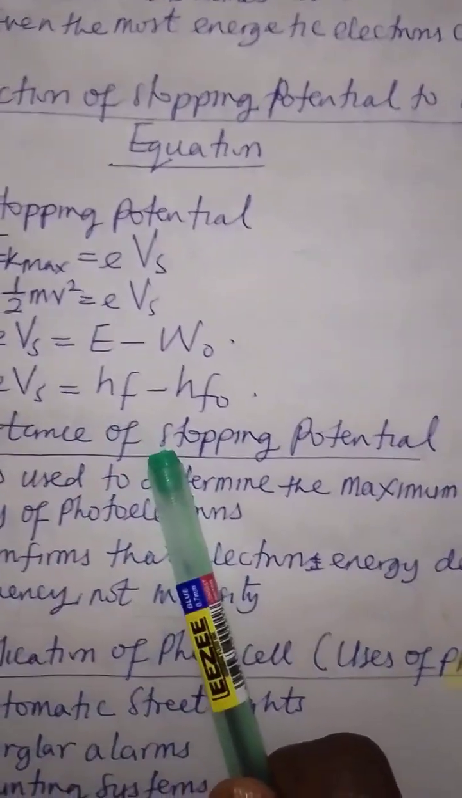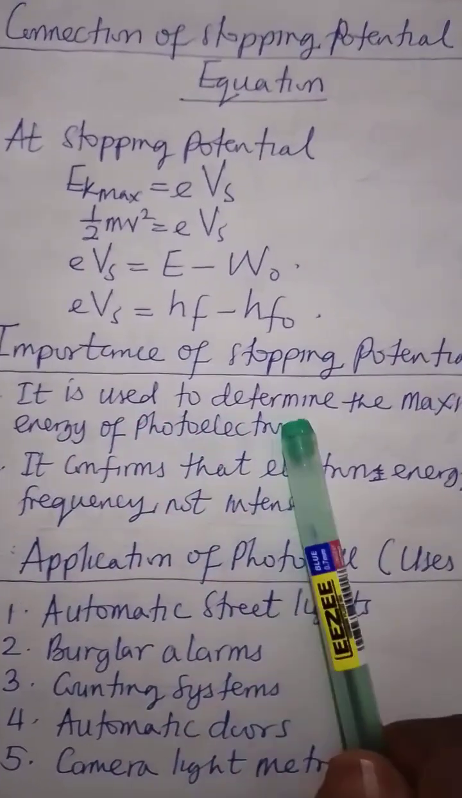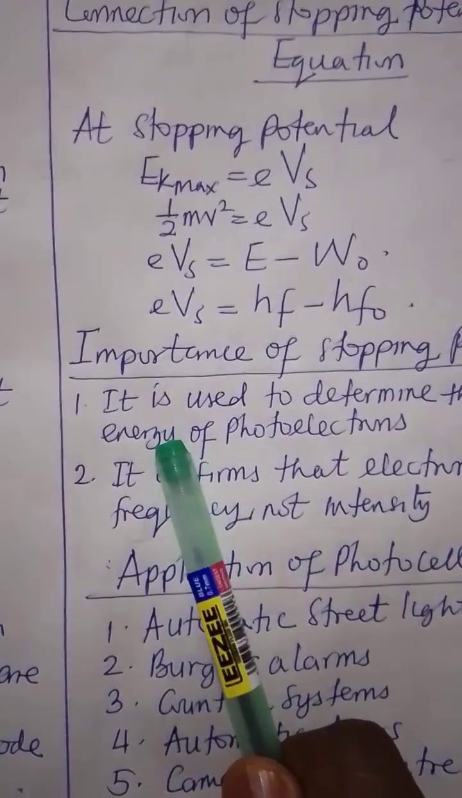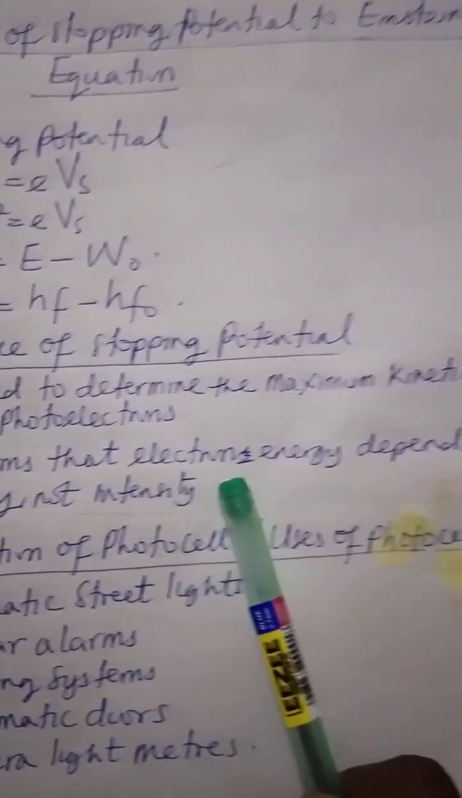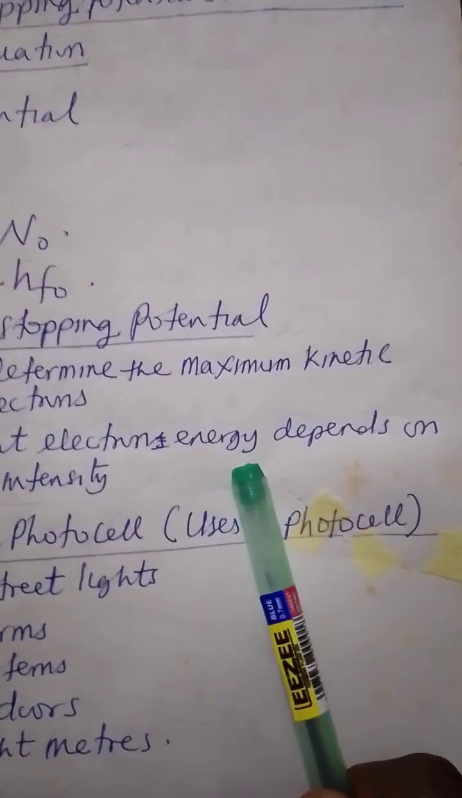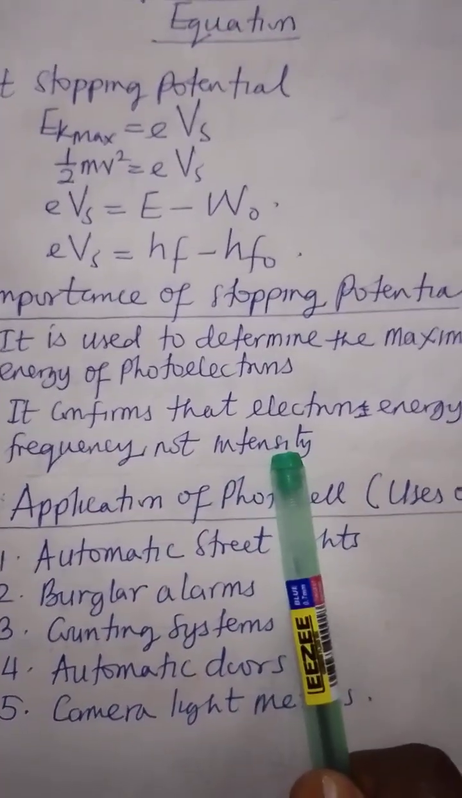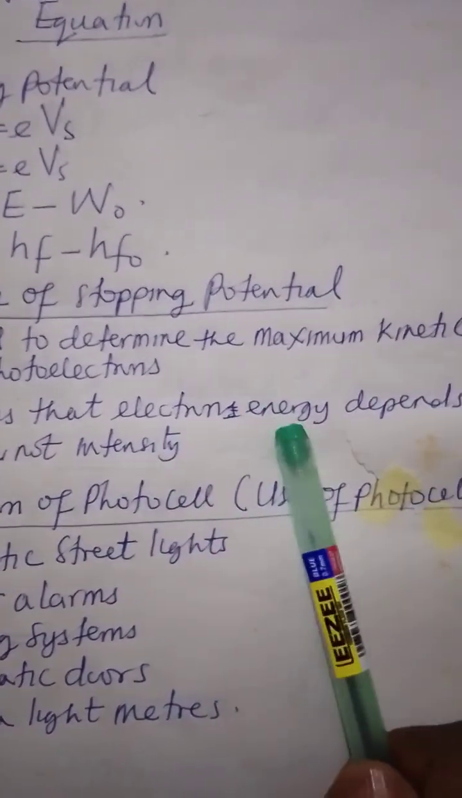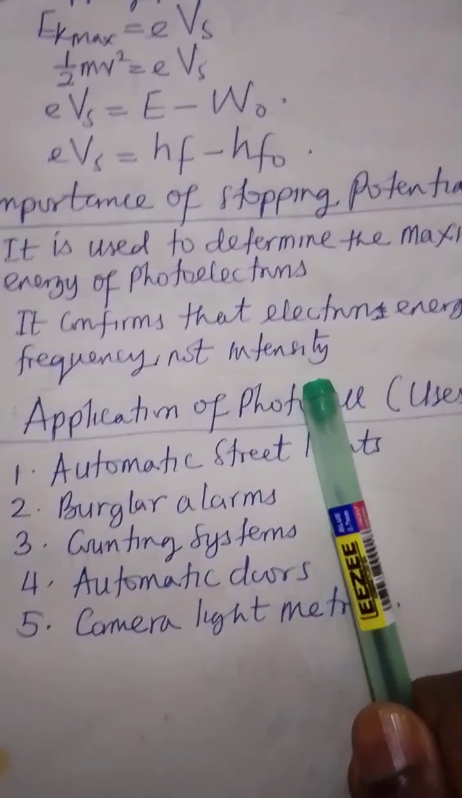Importance of stopping potential. Number 1, it is used to determine the maximum kinetic energy of photoelectrons. Number 2, it confirms that electron energy depends on the frequency and not intensity.